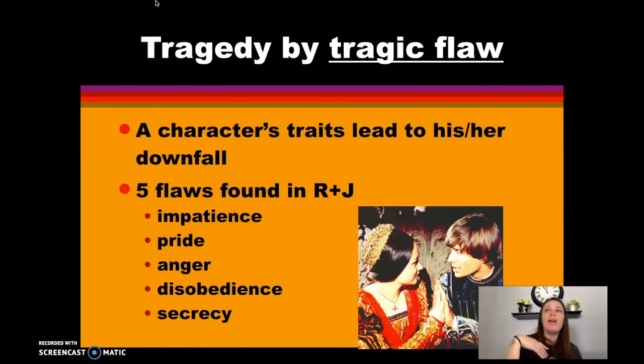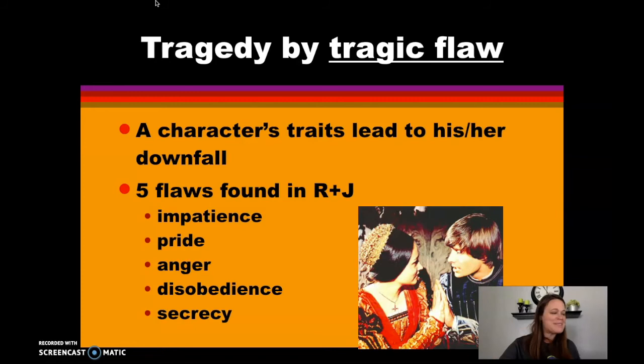Anger, same thing. Allowing anger to get the best of you is a tragic flaw found in Romeo and Juliet. Disobedience. These kids are not obedient to the powers that they should be, and now you can argue whether or not they should be, but ultimately they are not obedient, and that does lead to their downfall. And then finally, secrecy. As you will find out, there are a lot of secrets kept in Romeo and Juliet, and it doesn't work well for them.